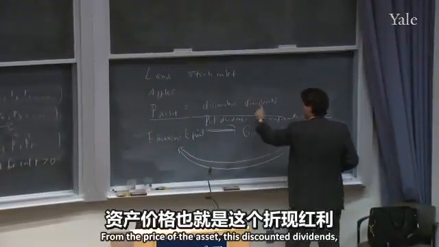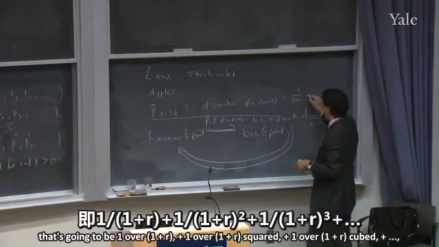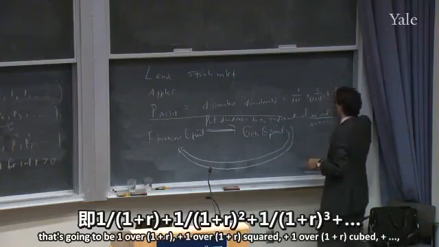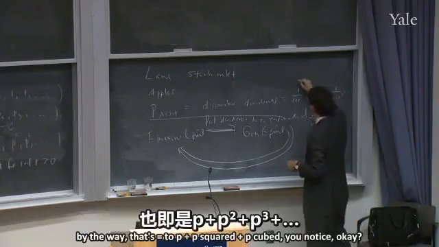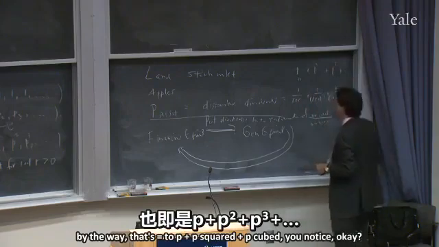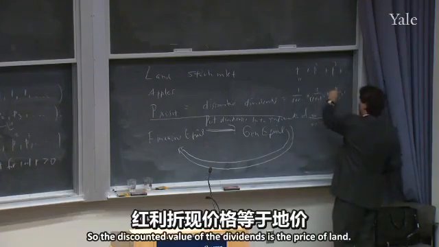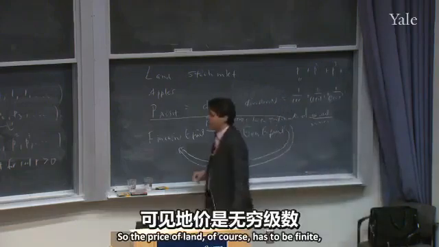From the price of the asset is discounted dividends. That's going to be 1 over 1 plus r, plus 1 over 1 plus r squared, plus 1 over 1 plus r cubed, plus dot, dot, dot. By the way, that's equal to p plus p squared plus p cubed, you notice. Okay, so the discounted value of the dividends is the price of land.